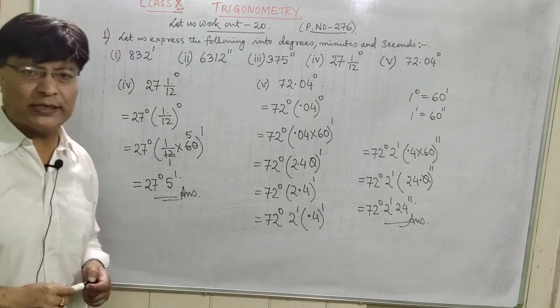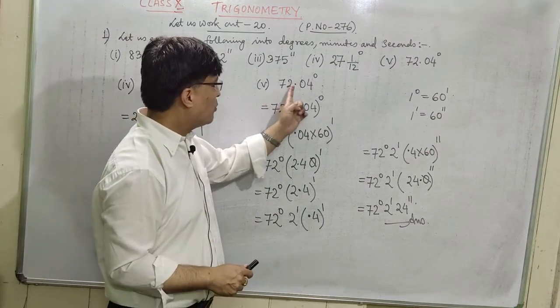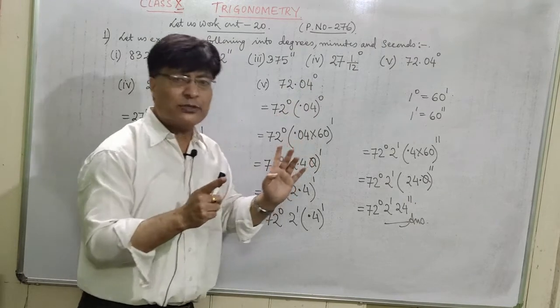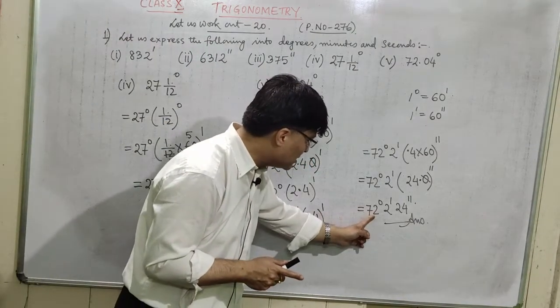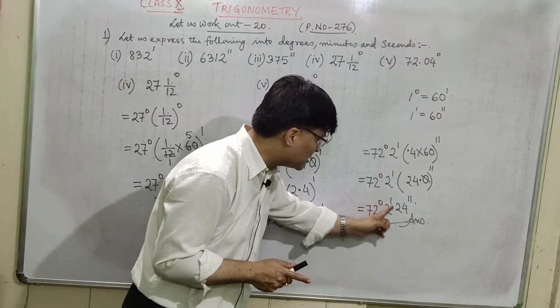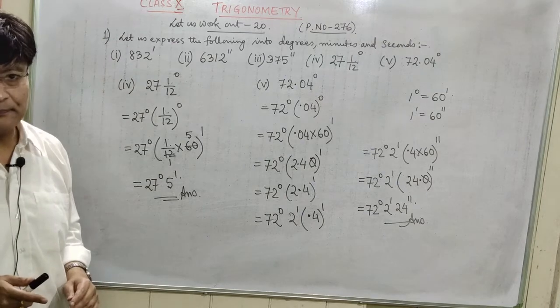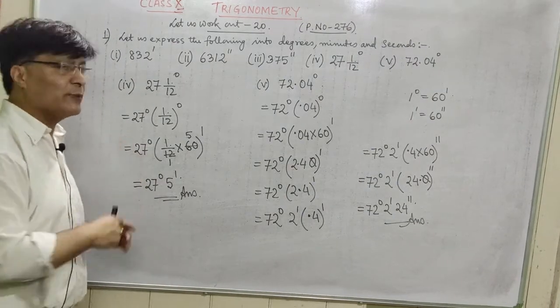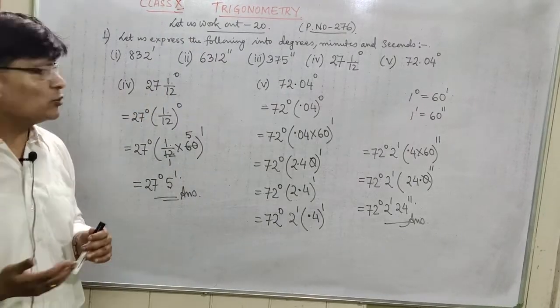I think you have understood it. So you can copy it. So 72.04 degree in terms of degree, minutes and seconds is 72 degree 2 minutes and 24 seconds. That is the final answer. Okay, so now this much is for today. You revise all the problems that we did today.